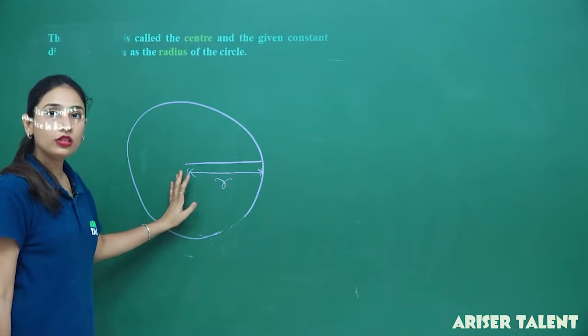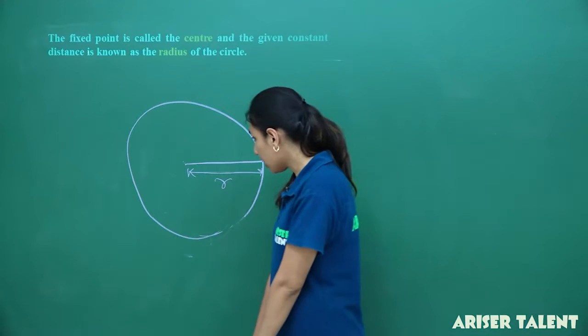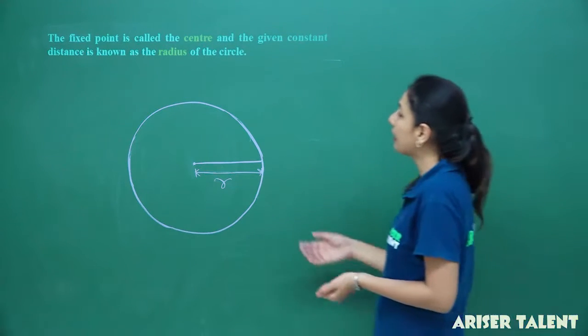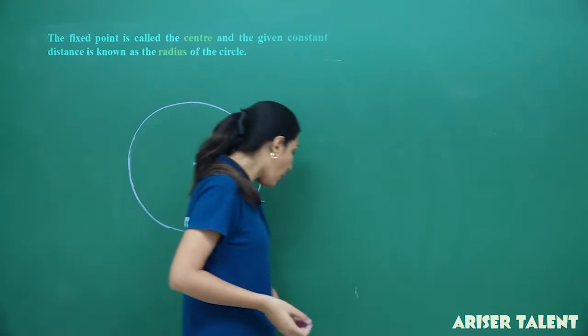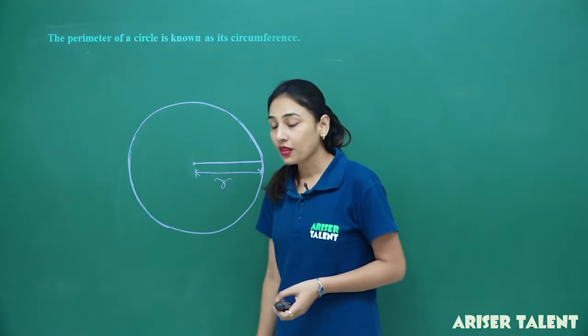So, this is about your circle, your radius and your what? Center. Okay, students. So, note this. I have corrected my circle here. Okay, students. So, moving forward, perimeter of a circle.